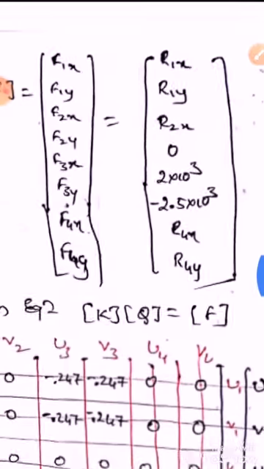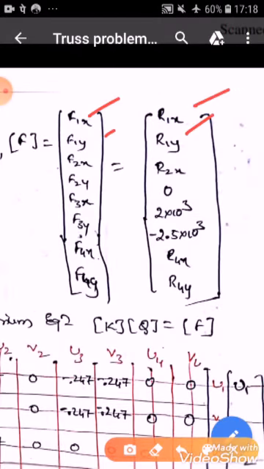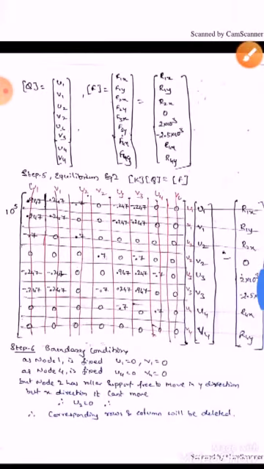See this, my F1x, R1x, F2y, F1y, R1y. Similarly, substitute all the values. After substituting the values, my step 5 is solving the equilibrium equation K into Q is equal to F. Just in the previous step, you have written the global stiffness matrix K, global displacement vector Q, and global force vector F. Substitute all those values.